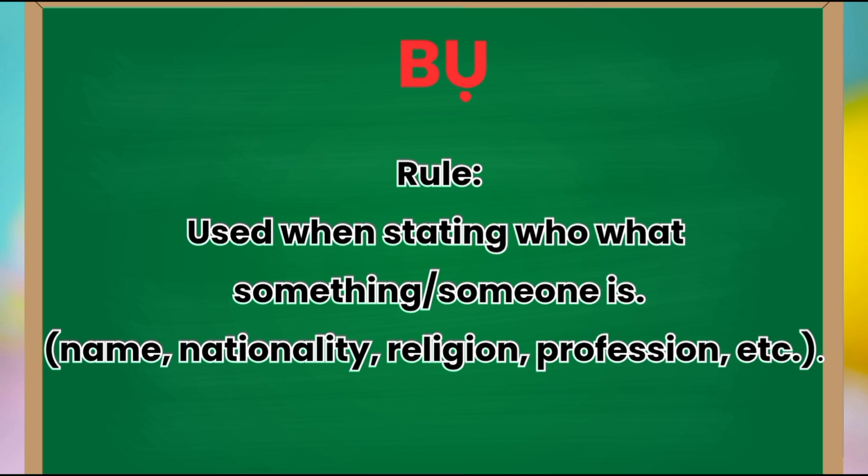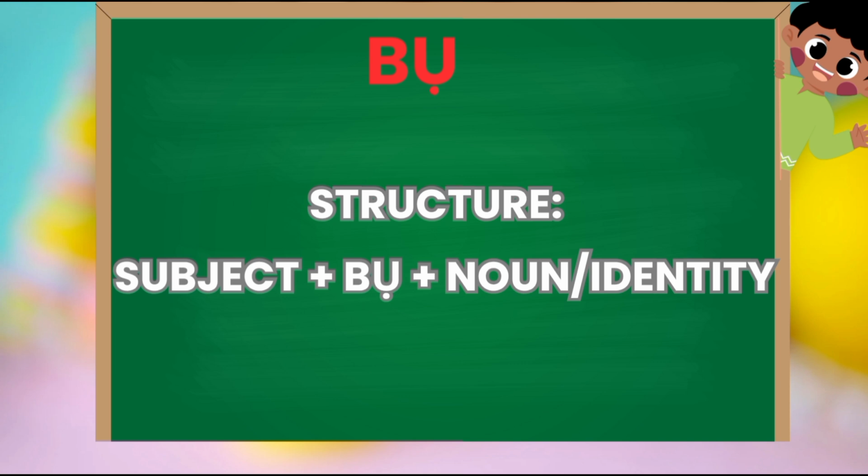The rule of bo, it is used when stating who, what something or someone is. Name, nationality, religion, or profession. So with this, you already know where to put bo and where to put be in a sentence. So the sentence structure rule is object, bo, noun or identity. In the sense, it specifies a noun or identity.